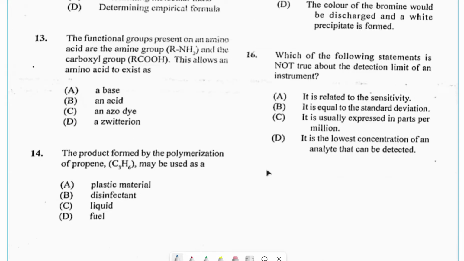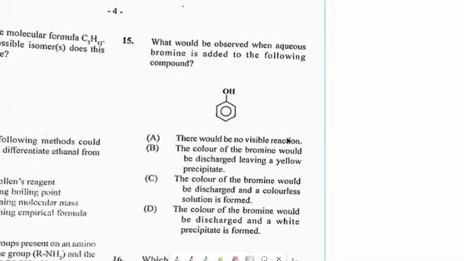The functional groups present on an amino acid are the amine group and the carboxyl group. This allows amino acids to exist as zwitterions. And the product formed by the polymerization of propene, C3H6, may be used as a plastic material, disinfectant, liquid, or fuel. Plastic material, I think it's polypropylene.